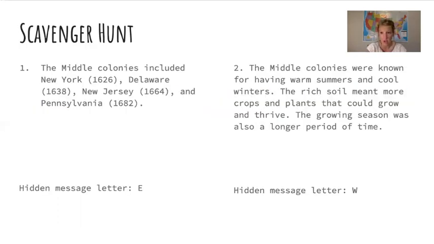All right, let's get started on our scavenger hunt. Task card number 1: the middle colonies included New York, Delaware, New Jersey, and Pennsylvania. I'm going to go to my answer sheet and read my question. It says the middle colonies included New York, blank, New Jersey, and blank. I'm going to fill in the blanks from my task card. My hidden message letter is E. Then I'm going to go to the hidden message, find number 1, and put E above number 1.